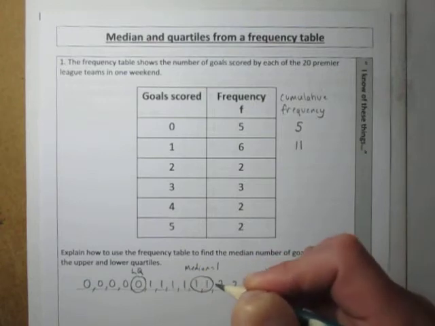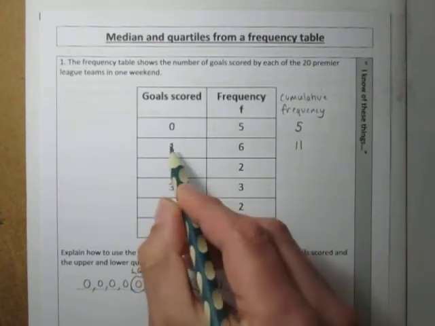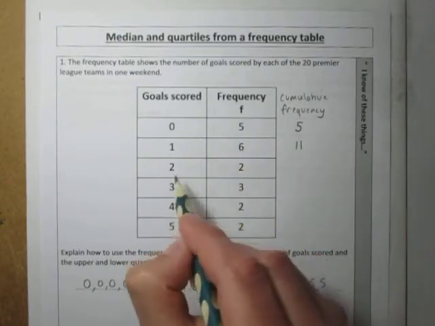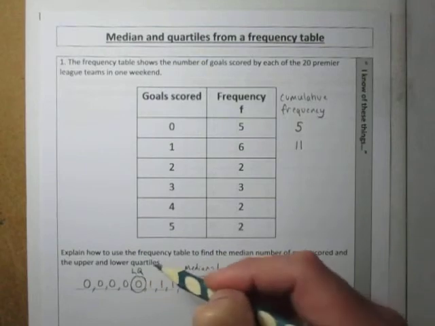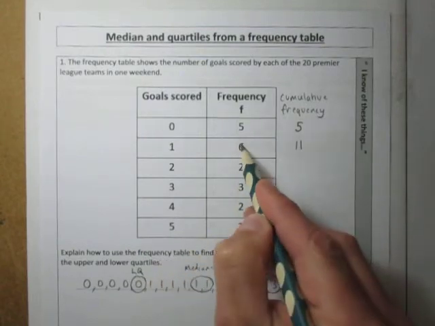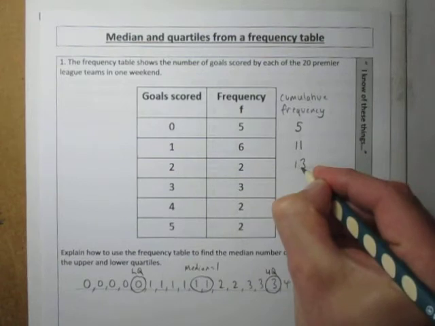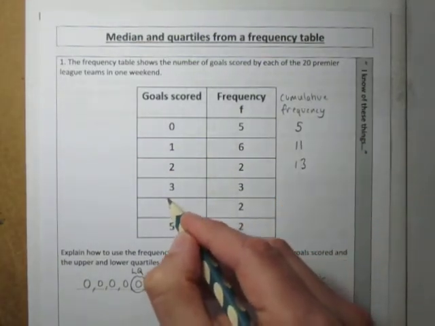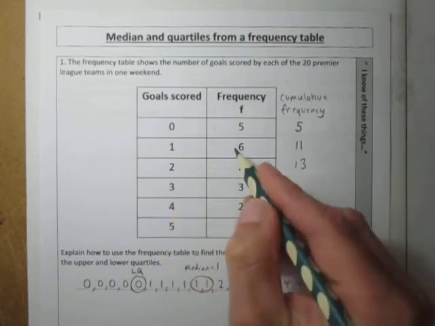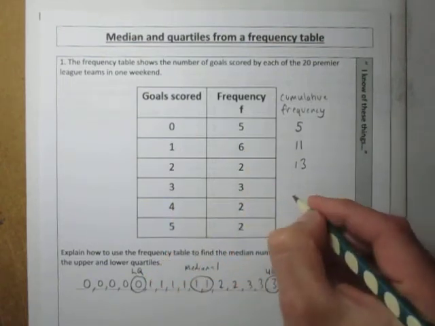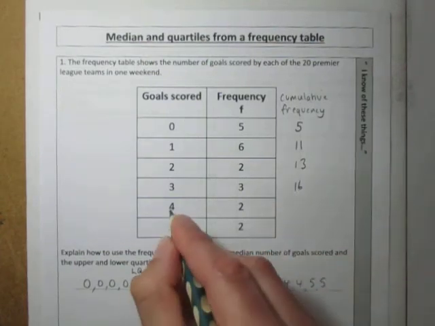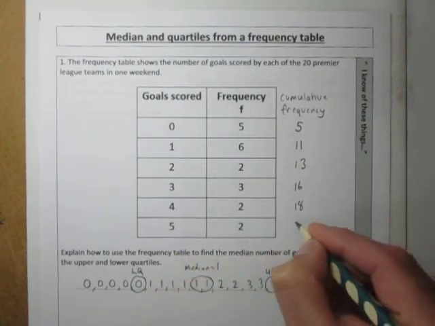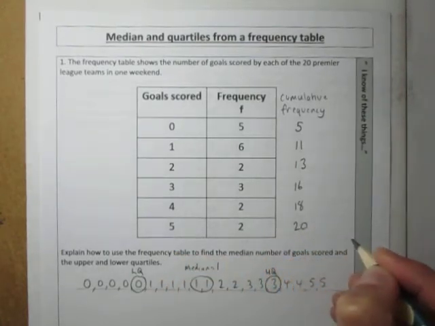The number of teams who've scored 2 or less goals, well, it's going to be these 5 who've scored 0, 6 who scored 1, and the 2 who've scored 2. So to find that out, we simply add up these here, which gives us 13. Similarly, the number of teams who scored less than 3 goals, 5 plus 6 plus 2 plus 3, is going to give me 16. The number of teams who scored less than 4 goals, 18, and the number of teams who scored less than 5 goals is going to be 20.